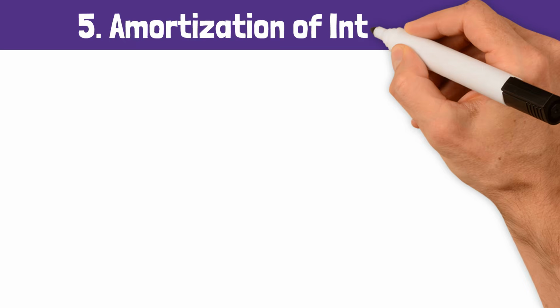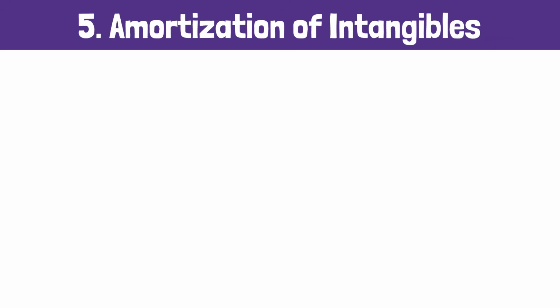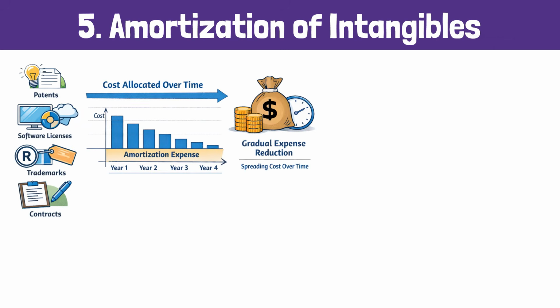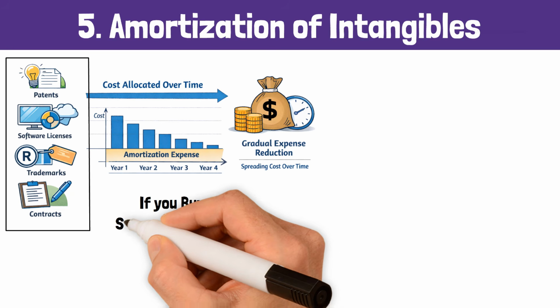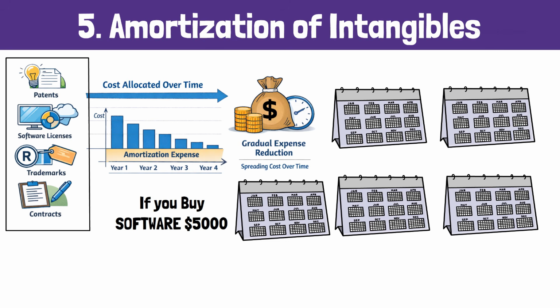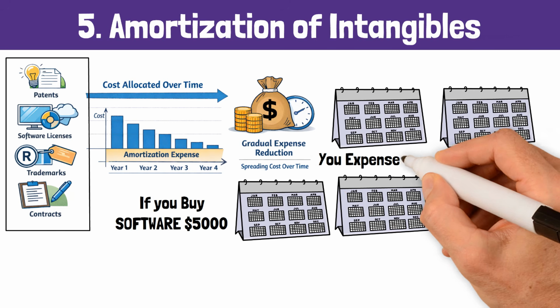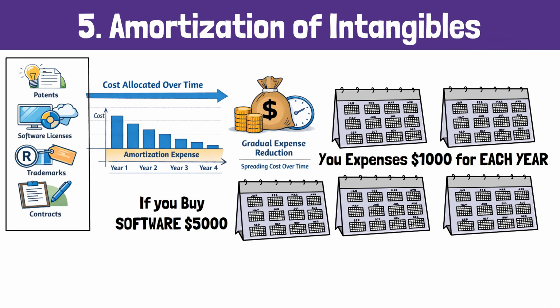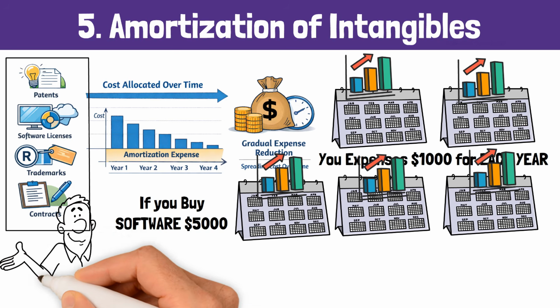Number 5, amortization of intangibles. Amortization of intangibles spreads the cost of intangible assets over their useful life. Intangibles include patents, software licenses, trademarks, or contracts. If you buy a software license for $500,000 with a useful life of 5 years, you do not expense $500,000 all at once. You expense $100,000 each year. This helps show real yearly profitability without large swings.